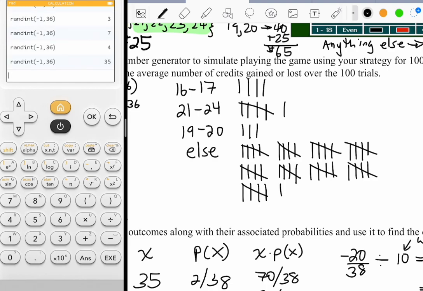Another 7 for a loss. 4 is a loss. 35 is a loss. 33. 21 is a win. 16 is a win. 9 is a loss. 6 is a loss. 40, 50, 65. So I got 35 more to go. Loss. Win.